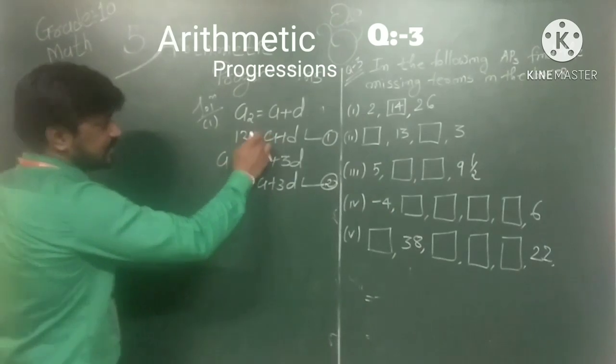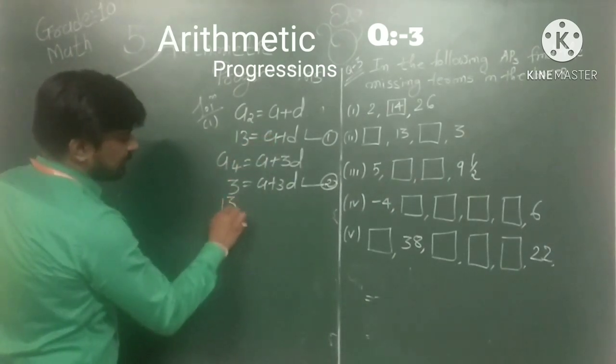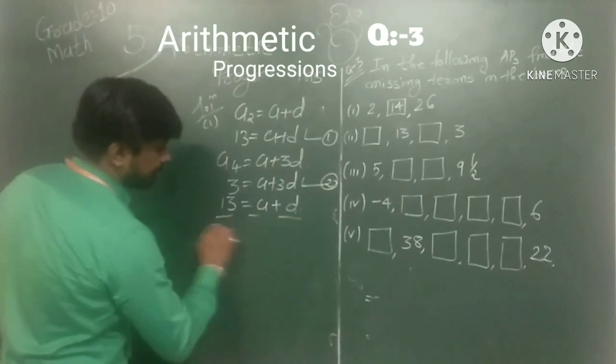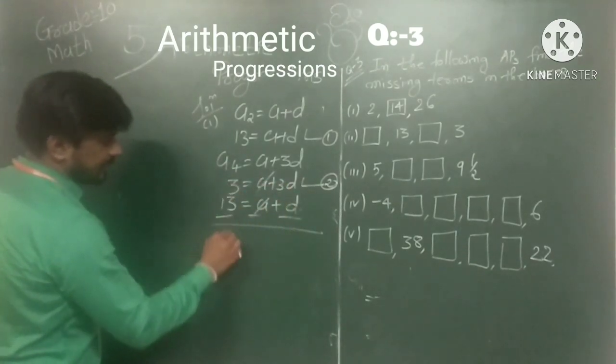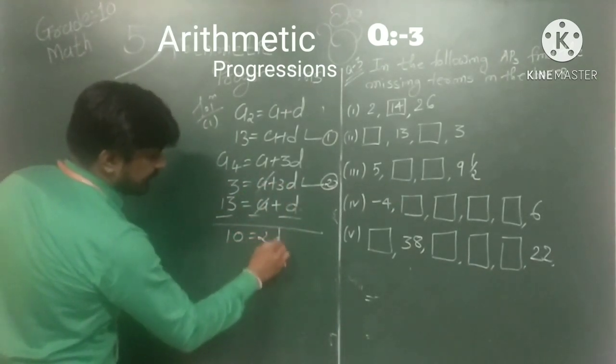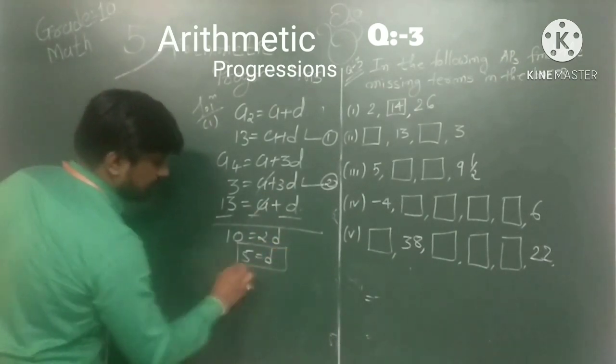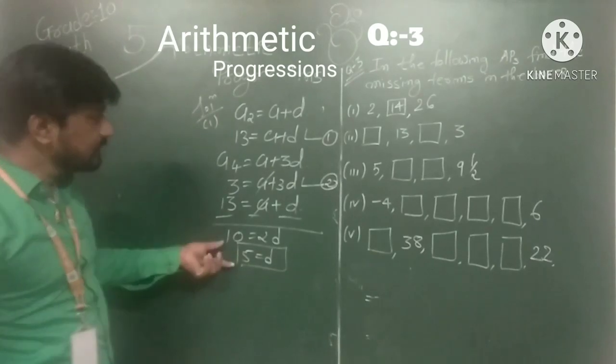So I arrange this equation below this one. 13 is equal to A plus D. Now change the sign. Here A cancels. Here 10 is equal to 2D and D is equal to 5. 2 fives are 10. D is equal to 5.